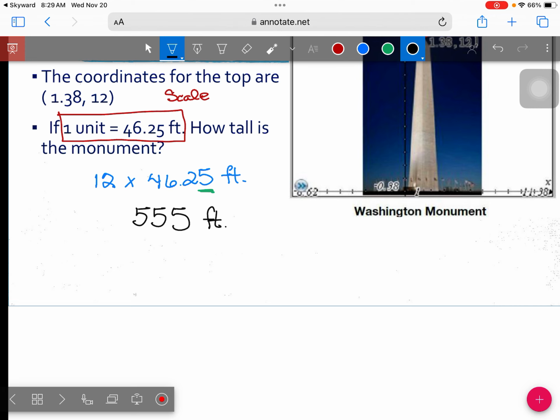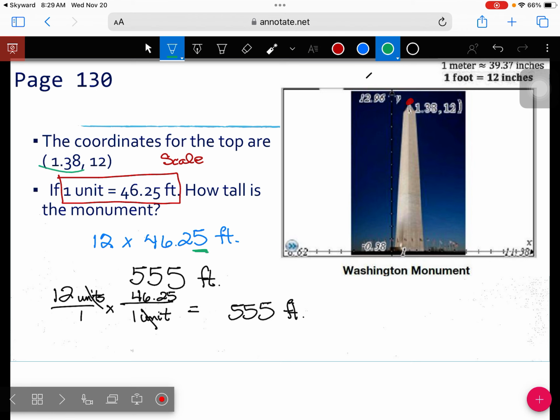Now, if you're wondering, if that is my scale, couldn't I set that up as an equivalent ratio? Yes, you could. So you would take 12, and that is 12 units, and you could multiply that by that equivalent scale. If units is on top here, I want the units to be on the bottom. And 1 unit is equivalent to 46.25. So the units would cancel out and we get 555 feet.